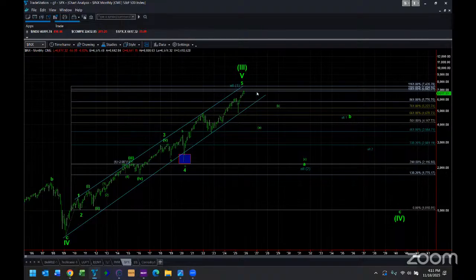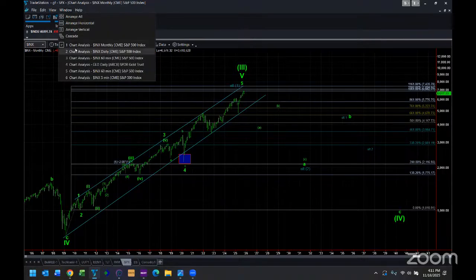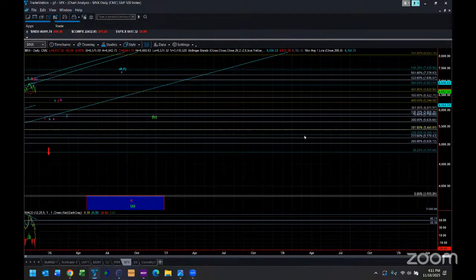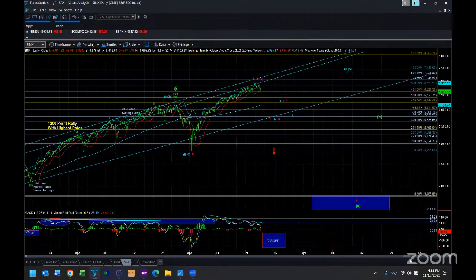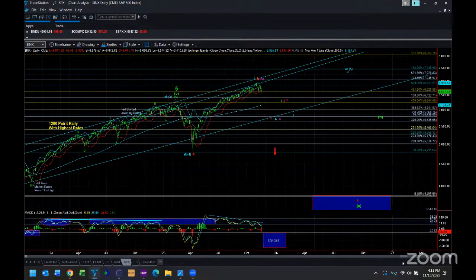Unfortunately, this last segment of the rally has taken shape as what we call an ending diagonal. And they are more amorphous and not as exacting as a standard Fibonacci pinball structure that we utilize. So it has made this rally much more complex to track. So let's take a look at our daily chart. And because of the complexity, you're going to see a number of perspectives on here.